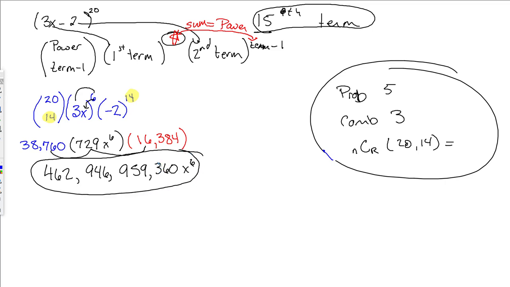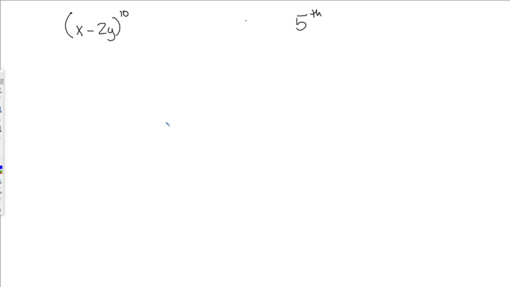And so when you're trying to find a specific term, it'd be a lot easier to plug it in this way versus expanding out all 20 terms. I want y'all to try to find the 5th term when this one's been expanded. So you should have had your first line be 10 combination 4, and the negative 2y would be taken to the 4th power, and that means that we have 6 left over of the powers to go to the x.